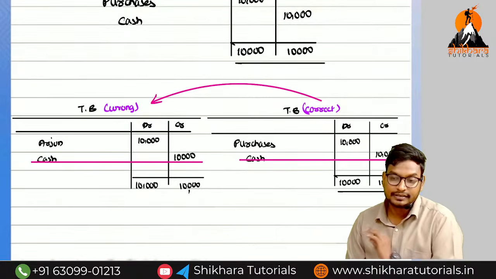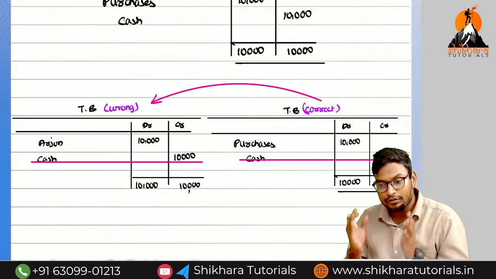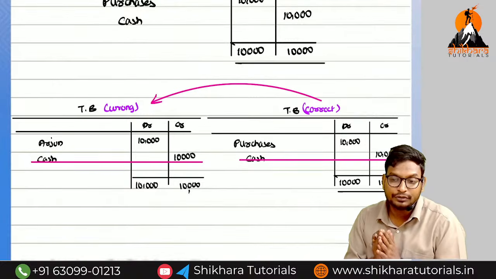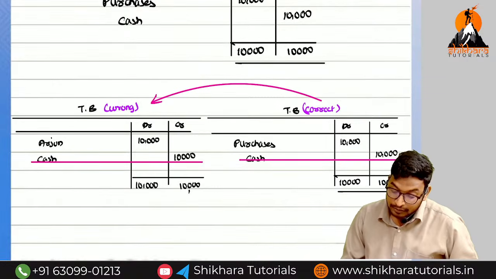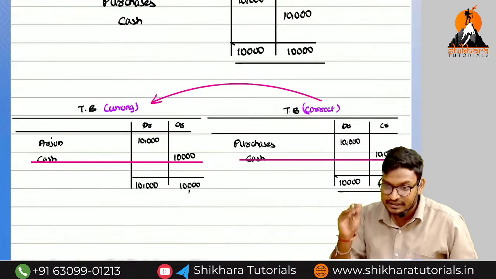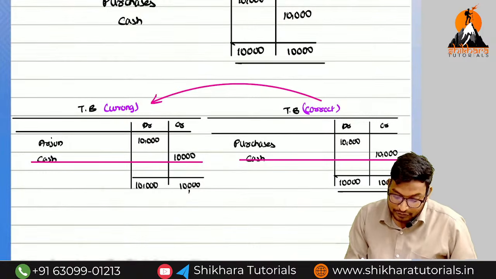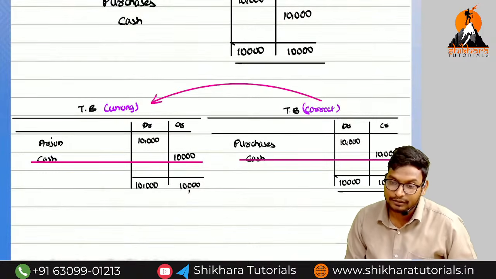Credit side, strike it off. Both the trial balance is showing the same, so what do we need to do? Strike it off. Now purchase account should be there, and Arjun account should not be on the debit side. What do we need to do?